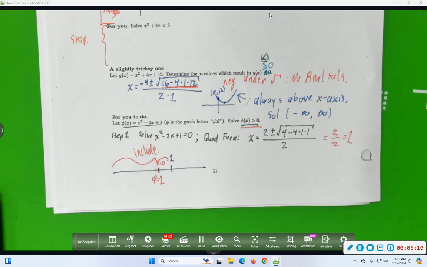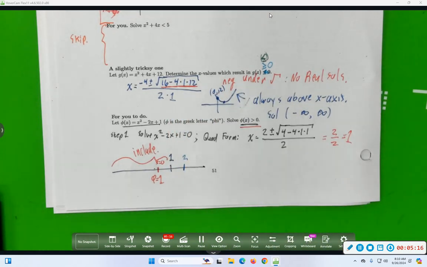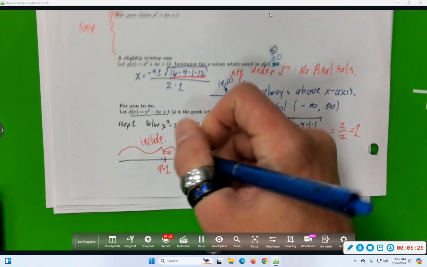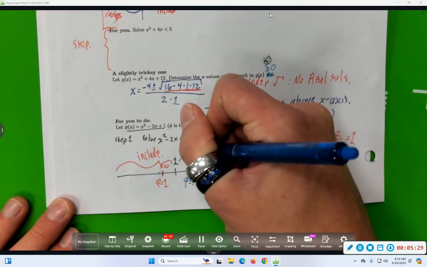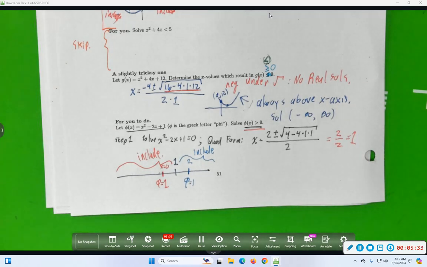So give me a number that's bigger than 1 to check. 2. What do you get when you plug 2 into that formula? Also 1? Oh wait, that's also bigger than 0. Everything bigger than 1 is included. So everything bigger than 1 is included, everything less than 1 is included. The only thing that leaves to check is 1. Is 1 included?